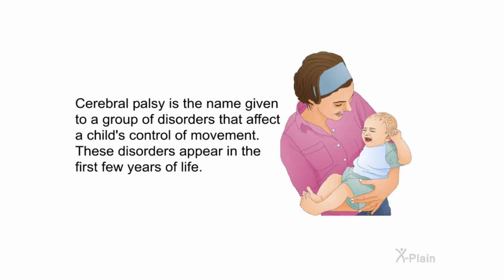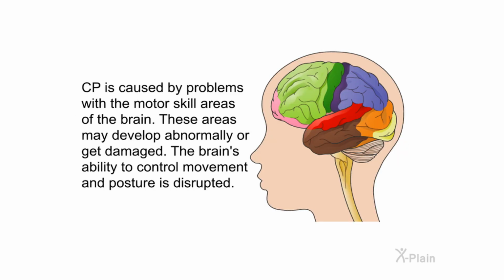Summary. Cerebral palsy is the name given to a group of disorders that affect a child's control of movement. These disorders appear in the first few years of life. CP is caused by problems with the motor skill areas of the brain. These areas may develop abnormally or get damaged. The brain's ability to control movement and posture is disrupted.